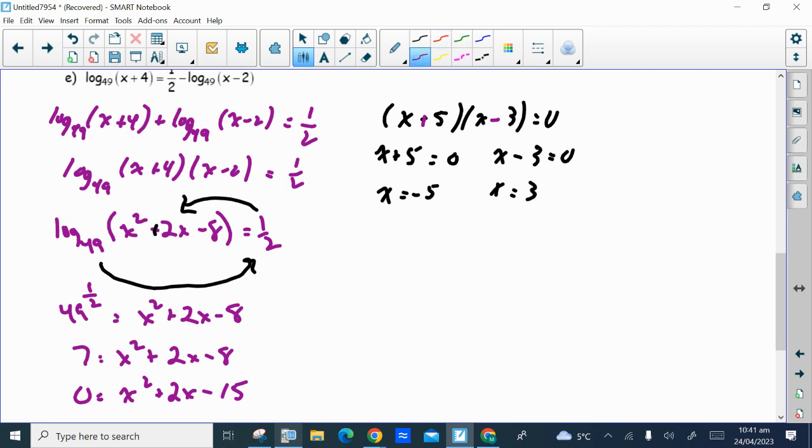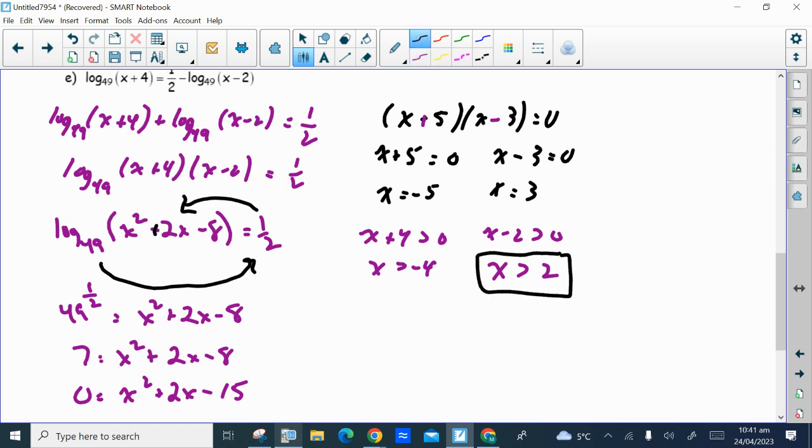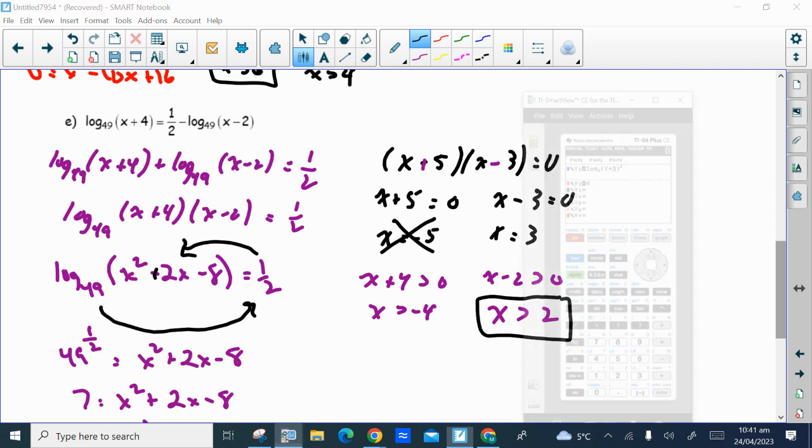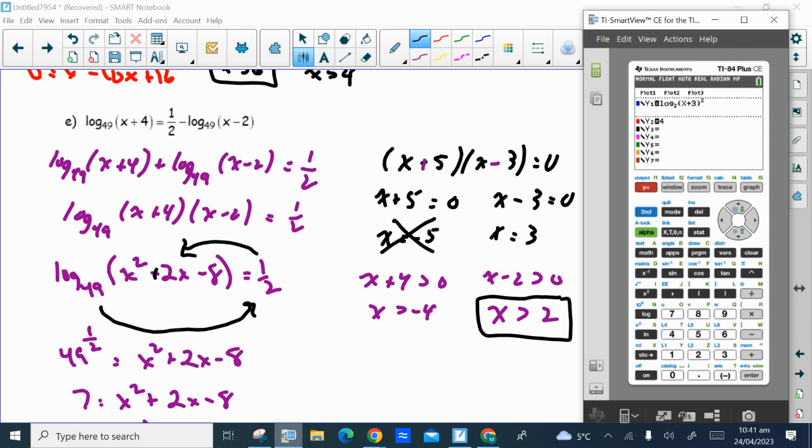If we look at our restrictions, our argument of x plus 4 has to be greater than 0. So x is greater than negative 4. We also have an argument of x minus 2 that must be greater than 0. So x has to be greater than positive 2. Again, we want to choose the restrictions that satisfy both, which is that x must be greater than 2. So that eliminates negative 5. We can cross it out to show that it's extraneous. So this is saying we have only one solution that should work, and that would be that x must equal 3, which we can check on our calculator.